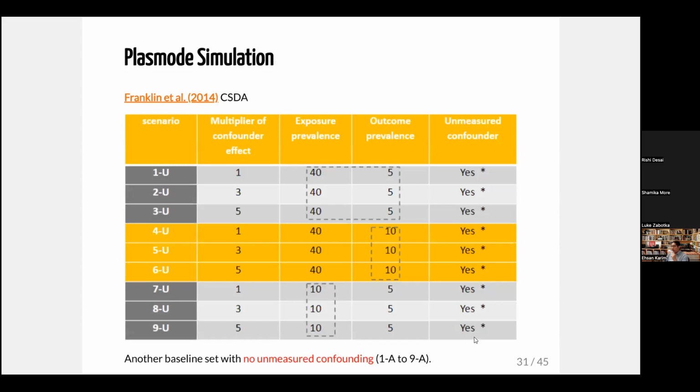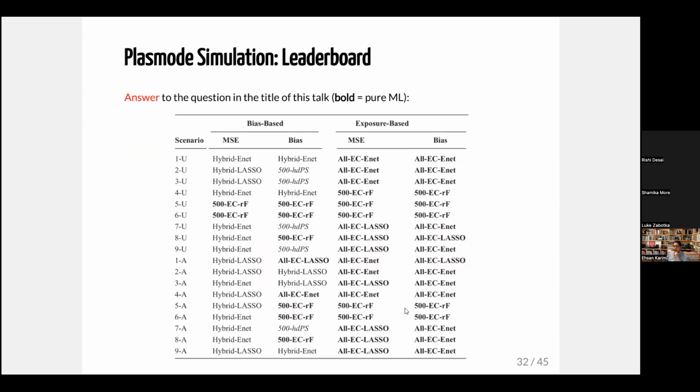All right, so I already talked about the need for the simulation method, and we did a plasmode simulation proposed by Jessica Franklin. And we did check a number of settings. So for example, these are the 9 settings under the unmeasured confounder setting, and we also investigated 9 additional settings under the no unmeasured confounder setting. And from all of these analyses, here are the results. So this is basically the one table that gives you the answer to the title of our talk.